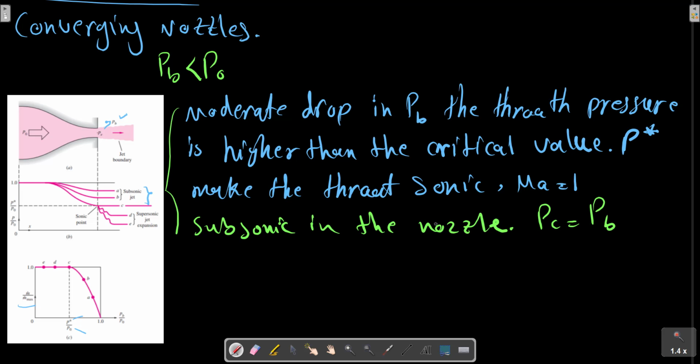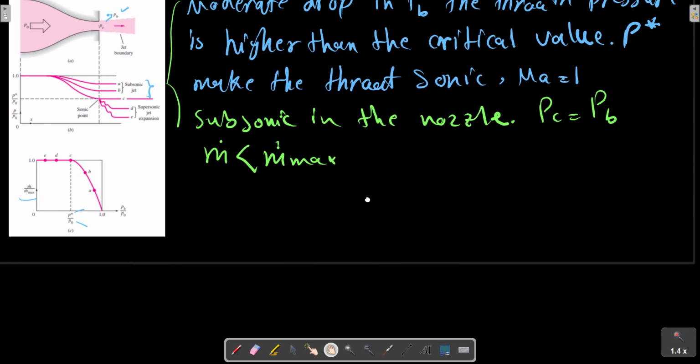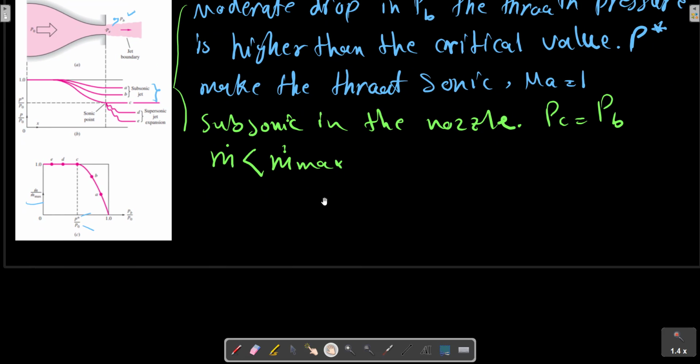The mass flow is predicted by the subsonic isentropic theory and is less than the critical value m dot max. Let me write the mass flow m dot for cases A and B. Here m dot is lower than the critical mass flow.